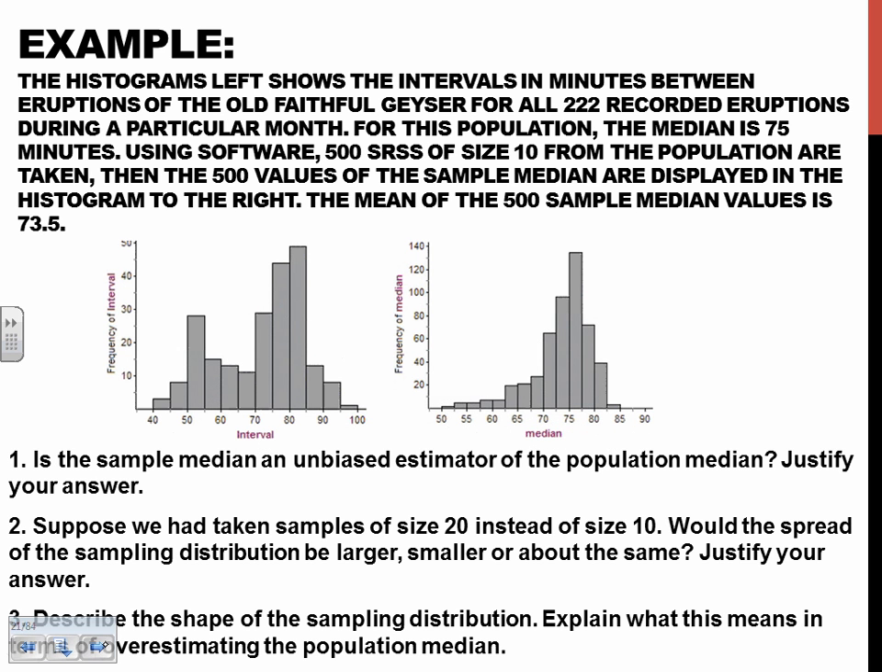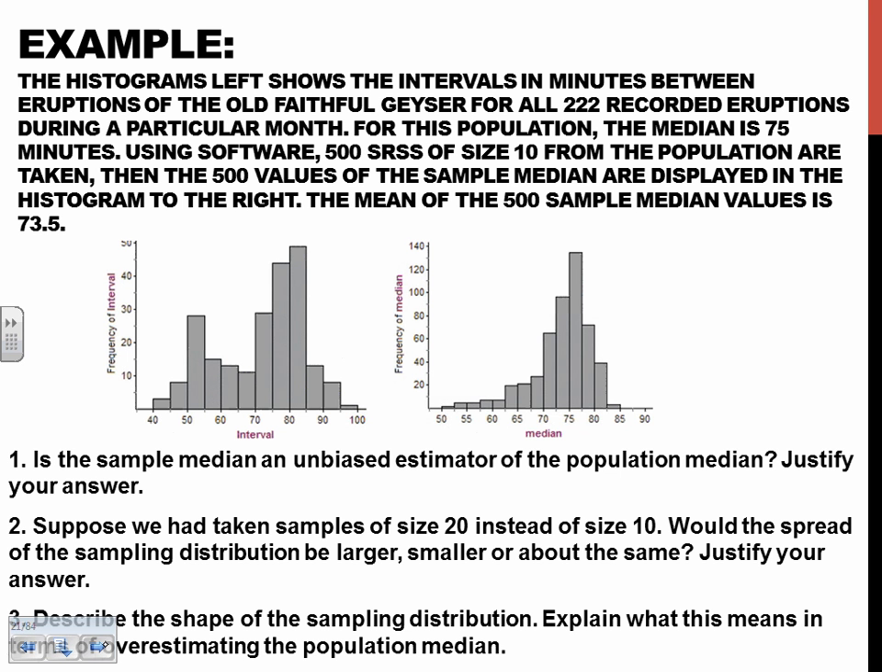All right, suppose we had taken samples of size 20 instead of size 10. Would the spread of the sampling distribution be larger, smaller, or about the same? And tell me why. All right, it would definitely be smaller. Larger samples decrease the variability.